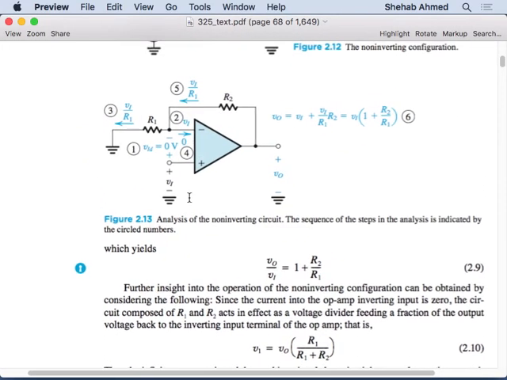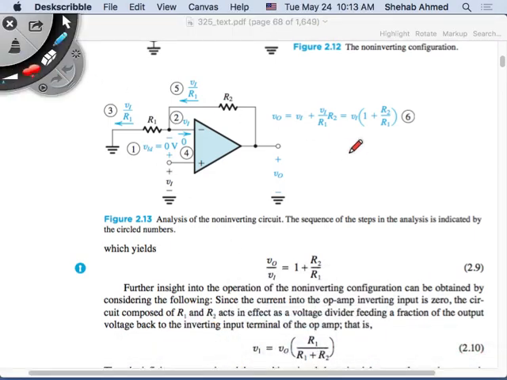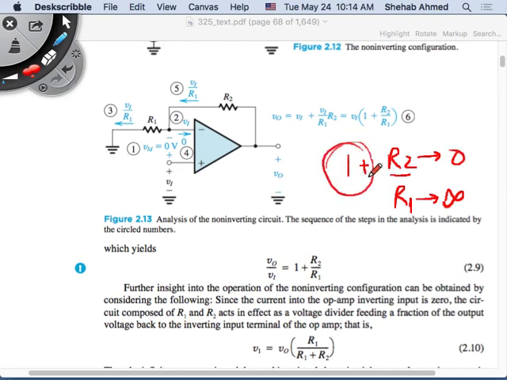And another application of this is, what if I do this? What if I make, so this is my output equation, my gain is equal to 1 plus R2 over R1. If I make R1 go to infinity, and I make R2 go to 0, what do I get? The gain will be 1, right? And this is called the voltage follower circuit.